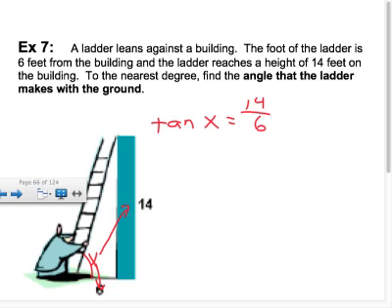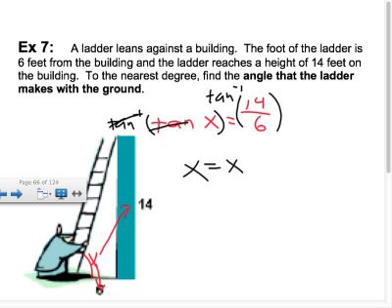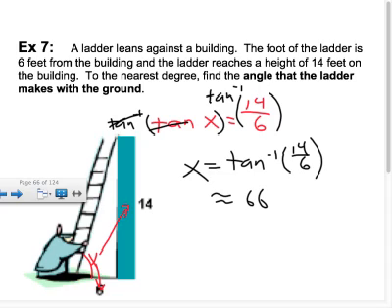Inverse tan of both sides. So tan negative 1, tan negative 1, cancel, cancel. X equals inverse tan of 14 over 6. Again, you could reduce it if you want, no need to, though. Second tangent, 14 divided by 6 equals. X is roughly 66.8 degrees.